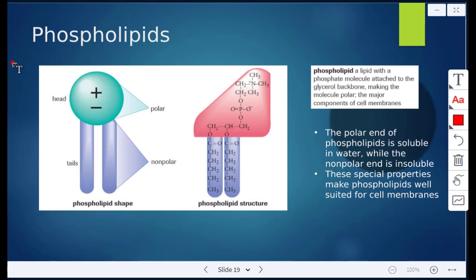This is the structure of a phospholipid. It's a lipid with a phosphate molecule attached to the glycerol backbone. It makes this molecule polar, and it's the major component of cell membranes. The polar end of phospholipids is soluble in water, and the non-polar end is insoluble. So this head here is polar, and the tails are non-polar. And this structure here is what makes up cell membranes.